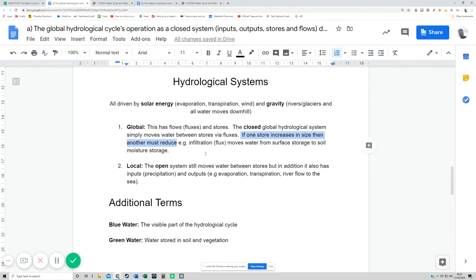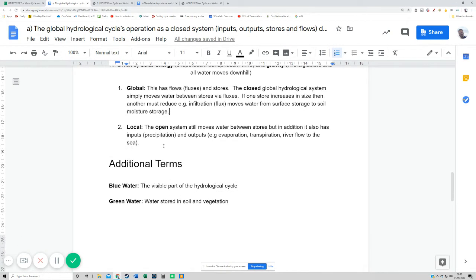So for example, infiltration, where water sinks into the soil moisture storage or sinks into the ground, moves water from the surface storage to soil moisture storage. So if you reduce the surface storage, the soil moisture storage might increase to compensate, because we've got no movement of matter out of the system. So any change in one store has got to impact on another, so that they're all linked together.